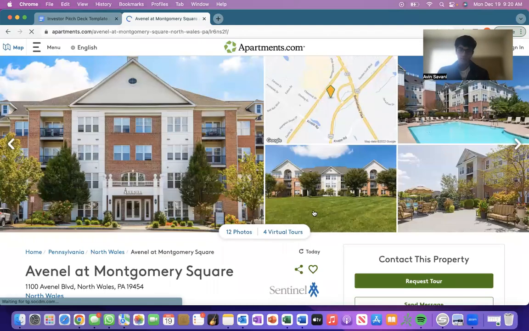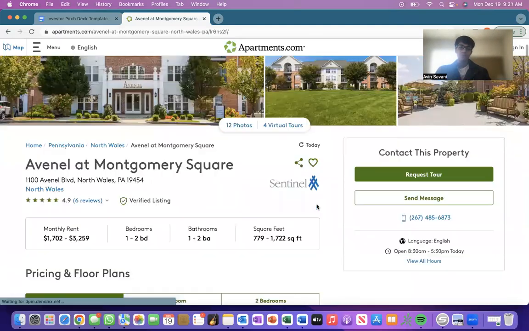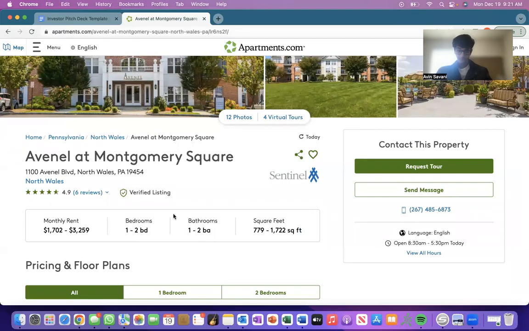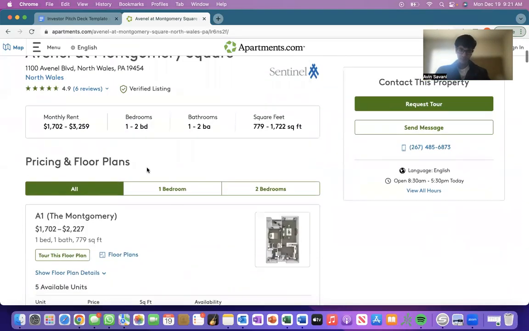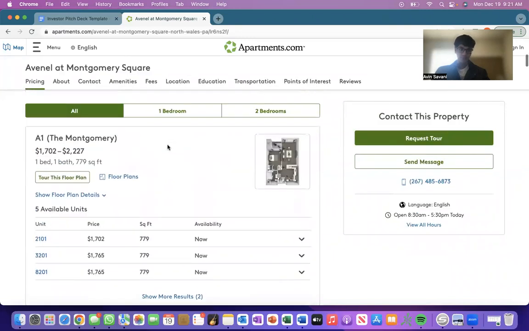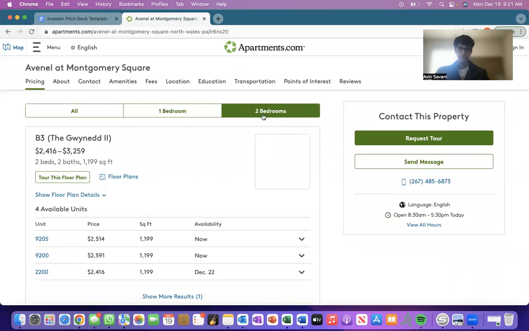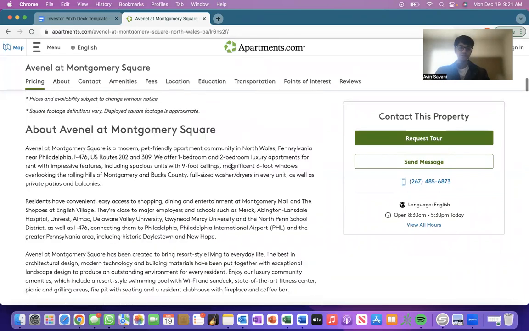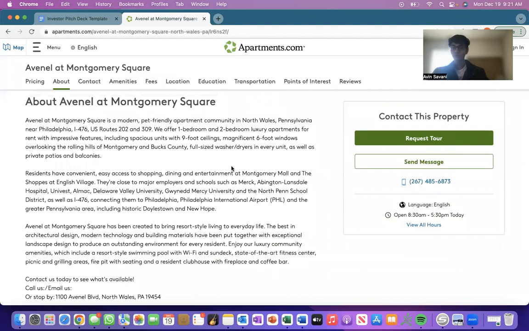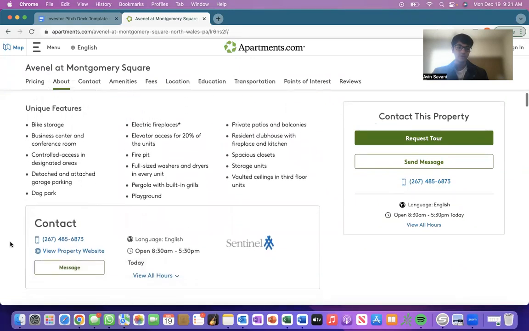So for instance, this is one development in my area. So just basic data: bedroom, bathroom count, square footage, monthly rent. They provide the floor plans, which is really great. As you scroll down, there's more description. So basically, whoever listed this on apartments.com provided a good amount of information that you can derive either rent comparables or sale comparables on, right? They just have a quick few paragraphs here, unique features like the amenities within the building.